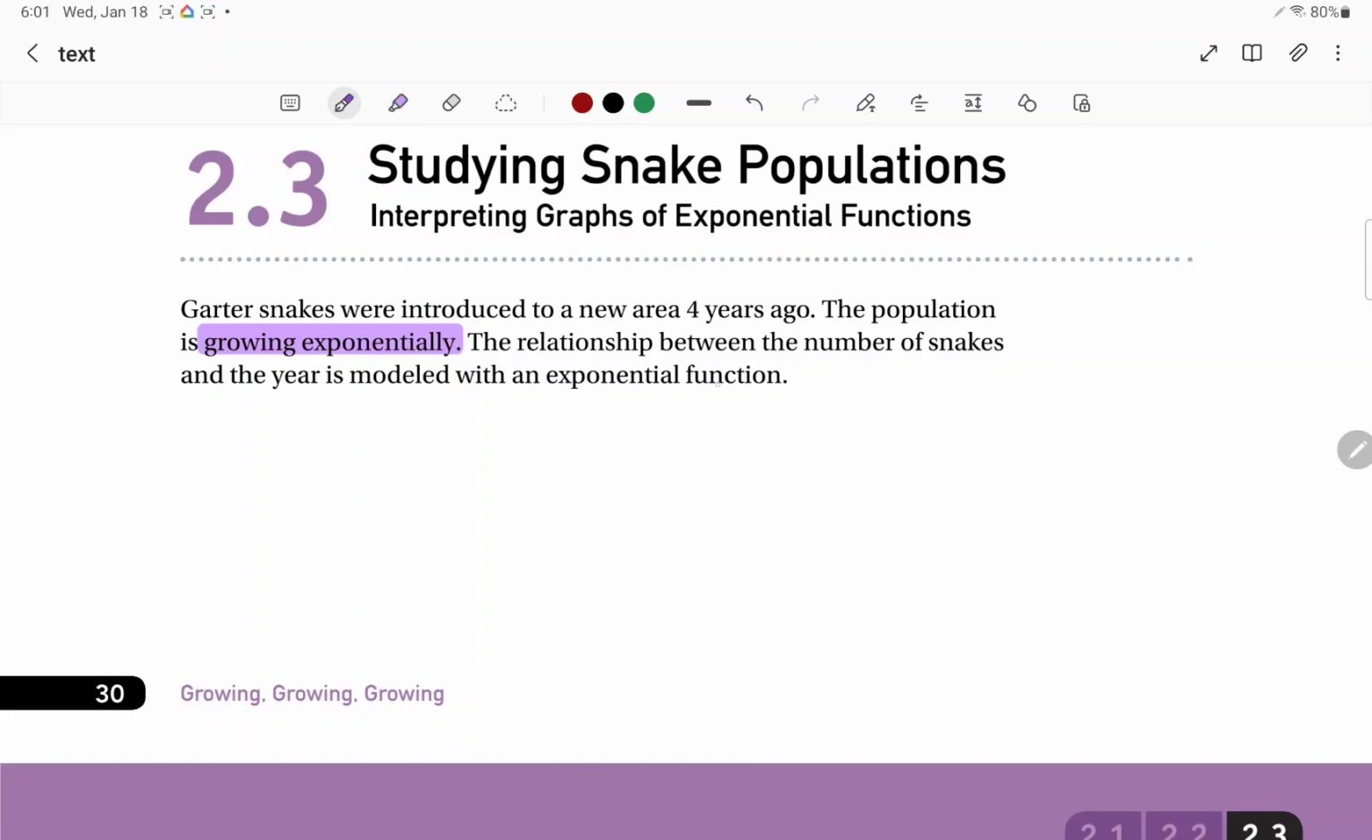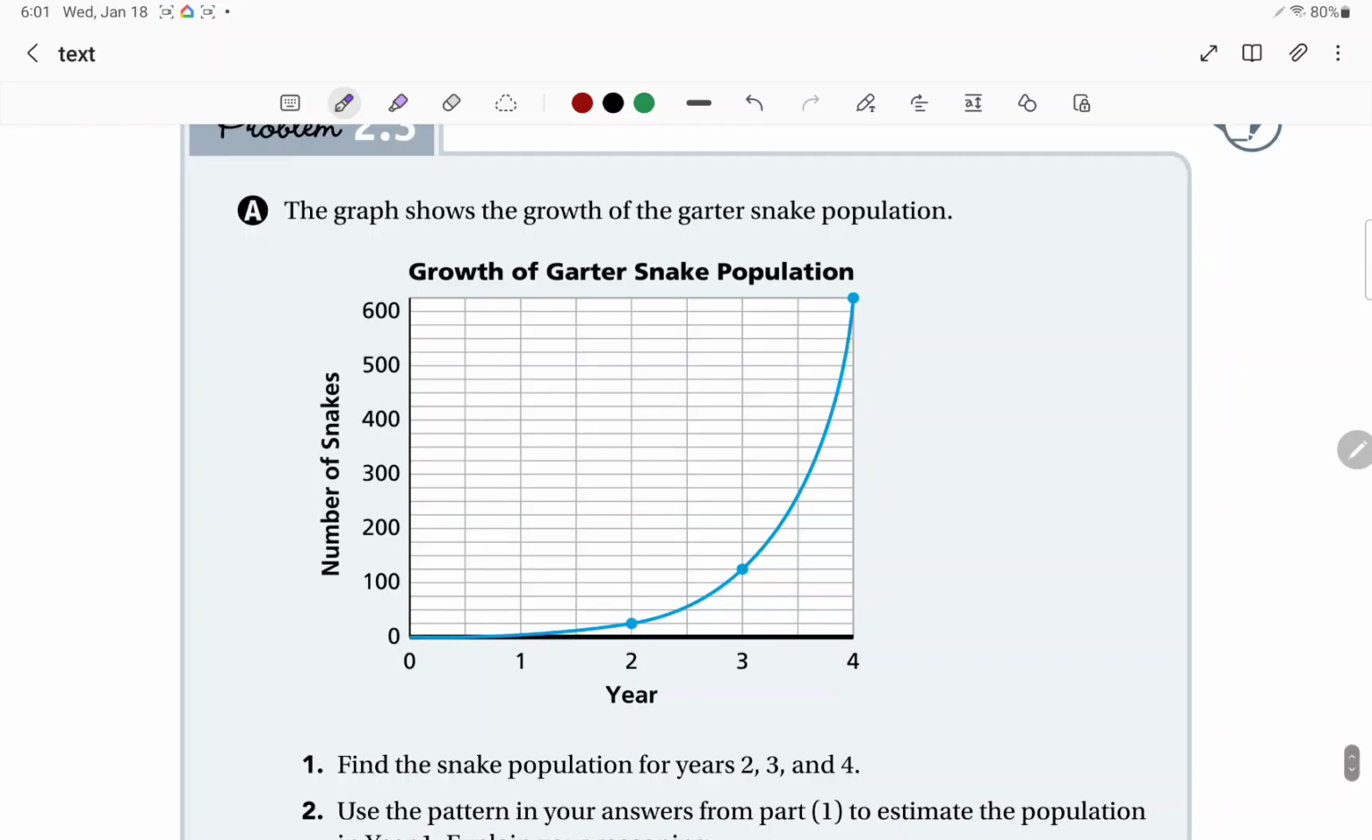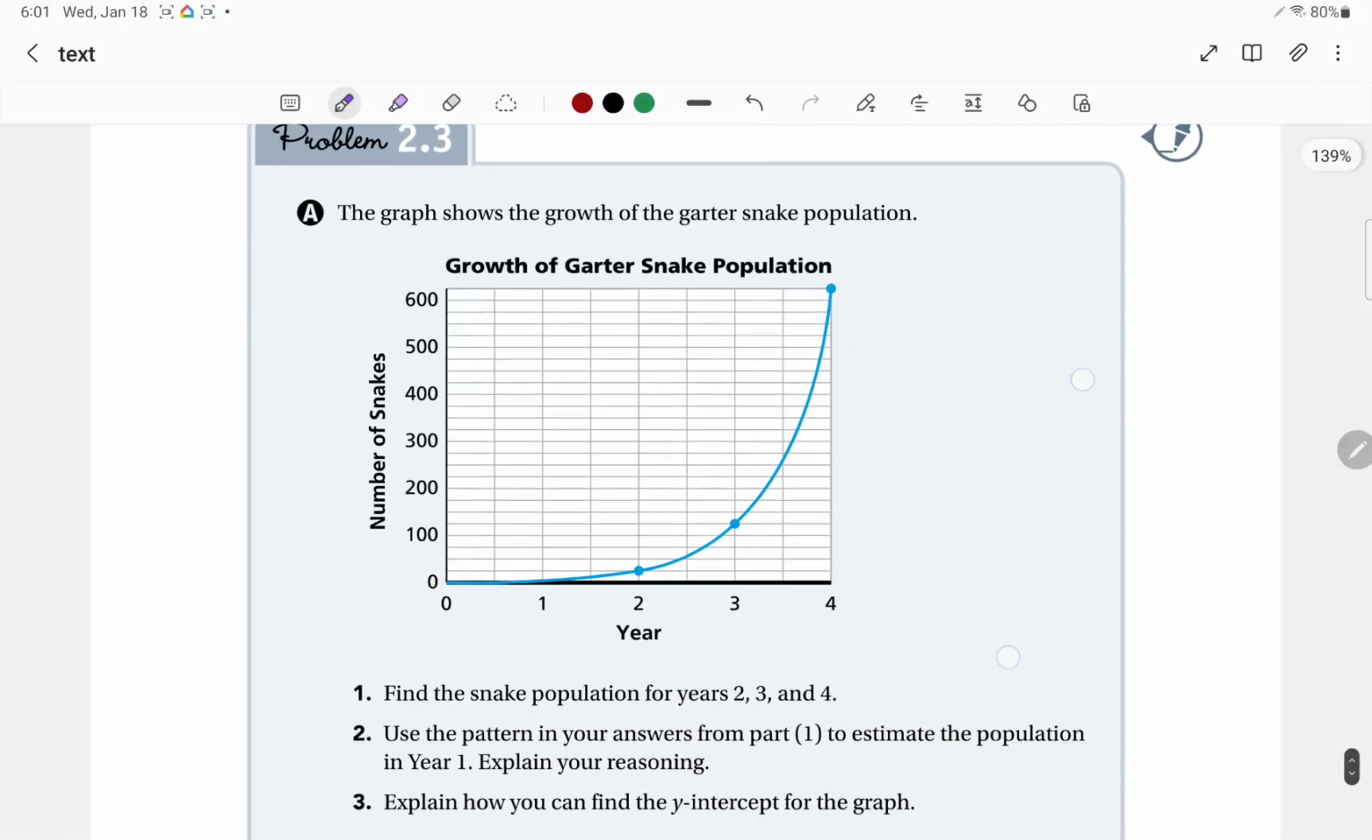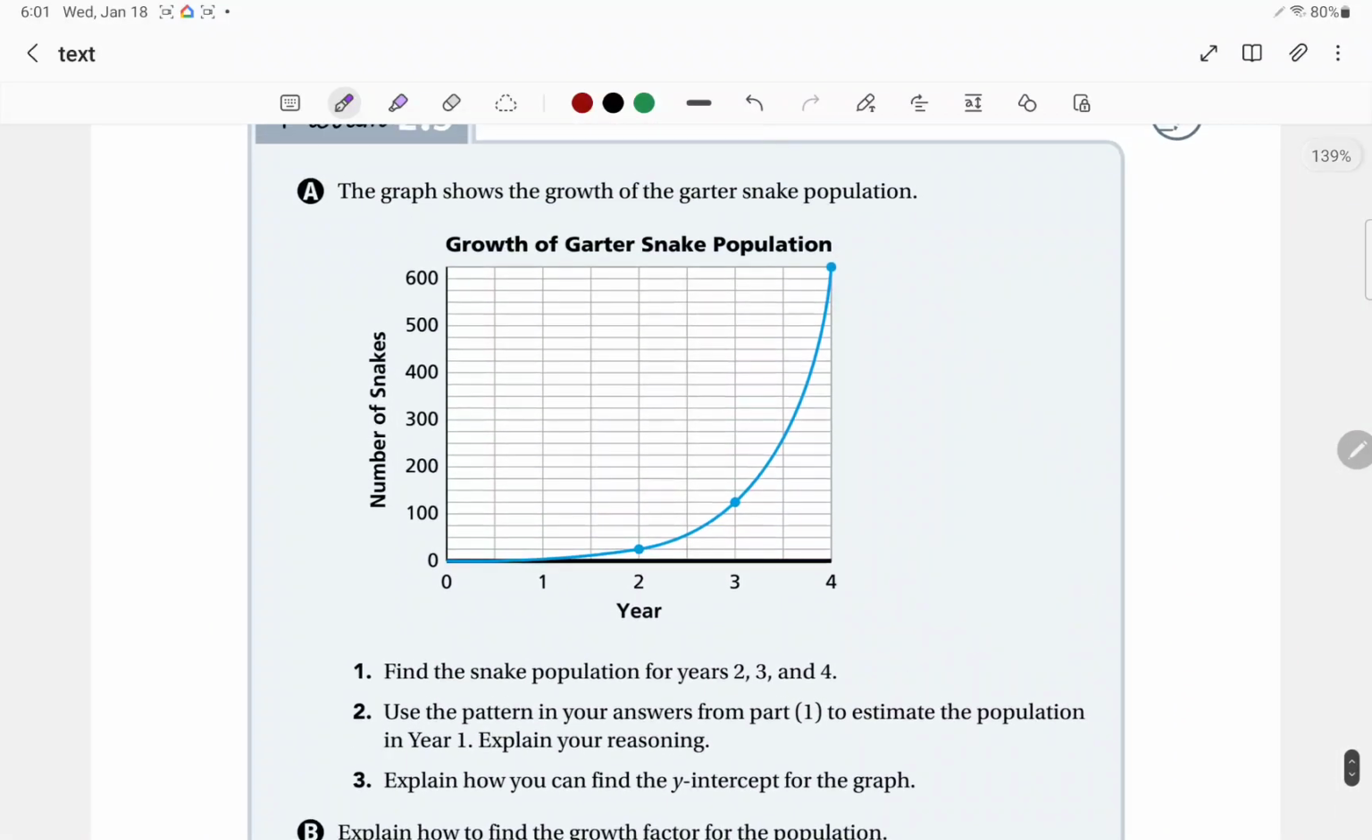Now remember, the terms function and equation are interchangeable. Essentially, for our understanding right now, they mean the same thing. What you're going to do on A, numbers 1, 2, and 3, you're going to use this graph to answer those questions. Go ahead and try A, 1, 2, and 3 on your own. So pause the video, try this on your own, and then come back and see how you did.